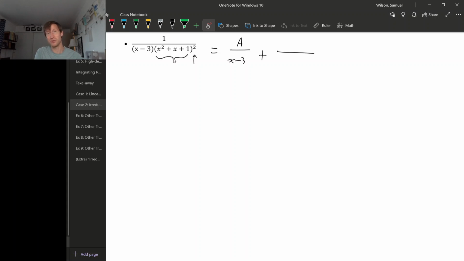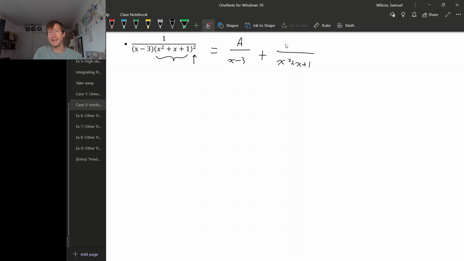And then, of course, there's going to be a term for this quadratic, x squared plus x plus 1. This is irreducible. Maybe we should have noticed that at the very beginning. If it did factor, we would just factor it. But it doesn't factor, not even using irrational numbers. So it's irreducible, so we get a term with x squared plus x plus 1 in the denominator.